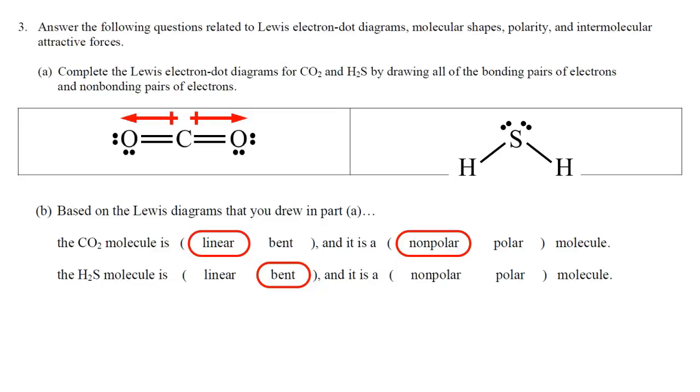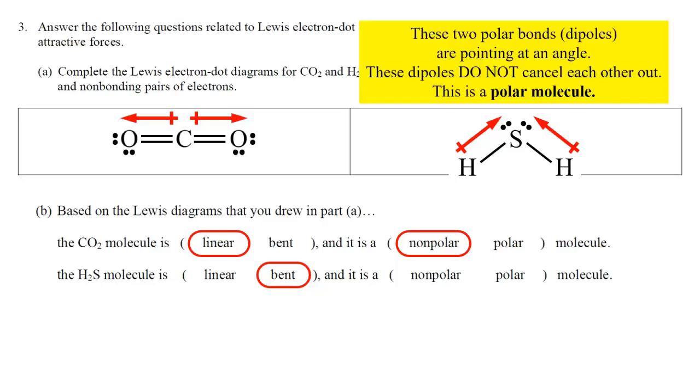Now, is it polar or nonpolar? Well, there are the polar bonds. So there's a hydrogen-sulfur bond, and there's another hydrogen-sulfur bond. But unlike the CO2, these are not oriented exactly opposite. They're not exactly going to cancel out. So these 2 polar bonds, or the dipoles, are pointing at an angle. They're not exactly 180 degrees apart like they were for CO2. So these dipoles do not cancel each other out. H2S is classified as a polar molecule.